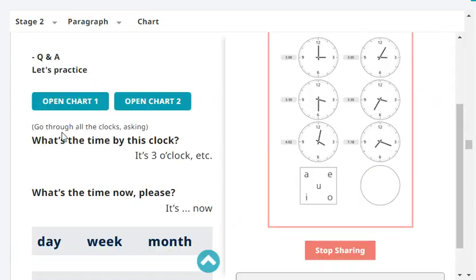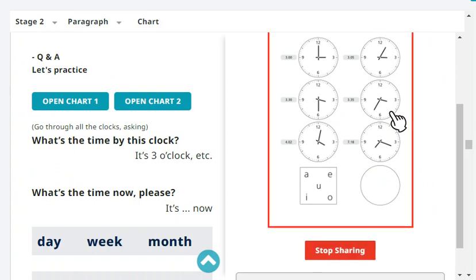Oh, let's use this. So, what's the time by this clock? It's 3 o'clock. Very good. What's the time by this clock? It's 3:05. Very good. What's the time by this clock? It's half past three. Very good.